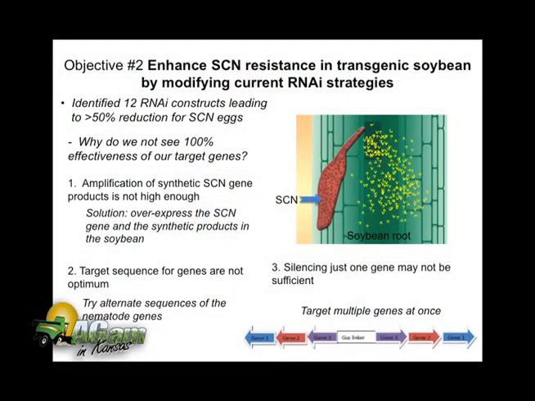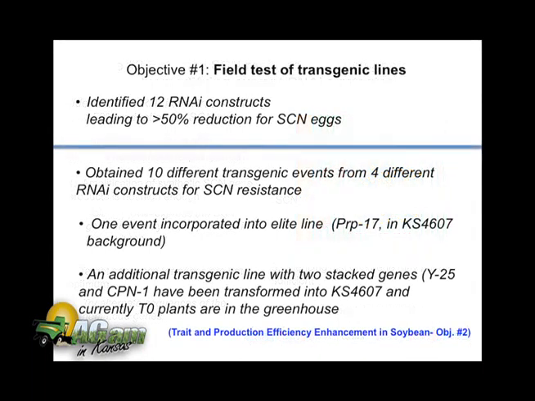For people who aren't really familiar with nematode, tell us a little bit about that. Soybean cyst nematode is a parasite, a worm that basically feeds on the roots of the soybean. And what this does is it reduces yield overall on the plant.